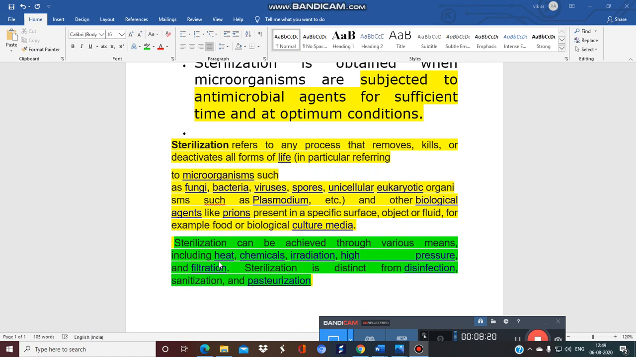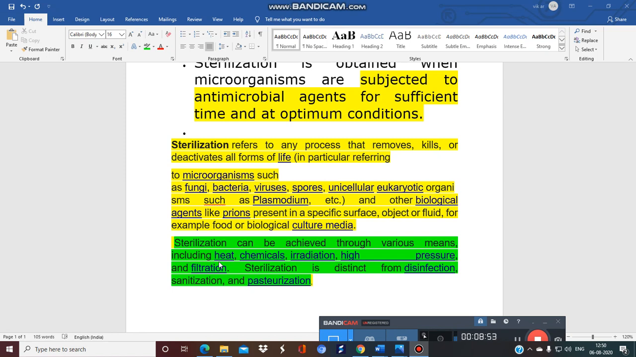So let's see again the definition of sterilization. Sterilization refers to any process that removes, kills or deactivates all forms of life, particularly microorganisms, and microorganisms mean fungi, bacteria, viruses, spores, unicellular eukaryotic organisms such as plasmodium, etc., present in any specific surface, object, food or biological culture media.